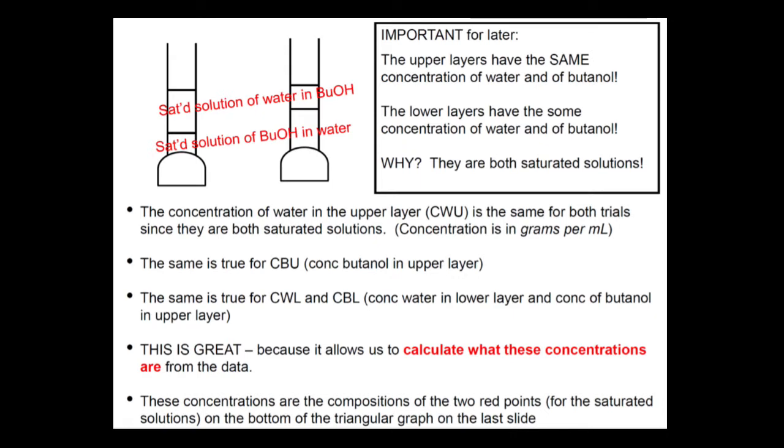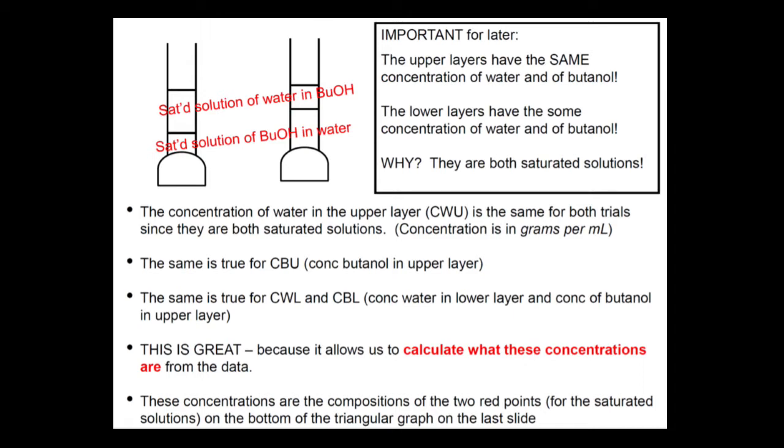So how do we get those two compositions? Well, I already pointed out, and it's very important, that the upper layers have the same concentration of water and of butanol, and that concentration is that of the saturated solution. The same is true of the lower layer. That's also the same for both trials. So both bottom layers have the same composition. The top layer for both is a saturated solution of water in butanol, and the bottom is a saturated solution of butanol in water.